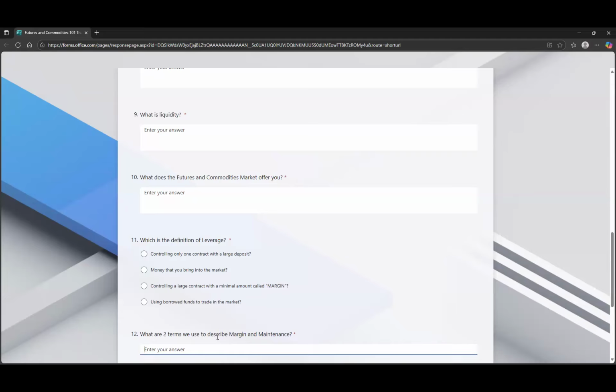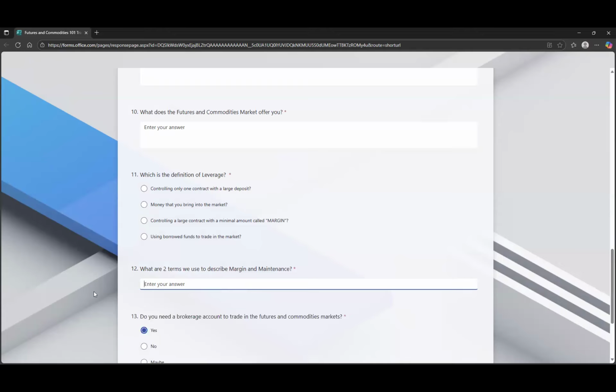Okay, folks, basically it allows us to participate with the big boys in a market. That's the most important part: the futures and commodities market offers us the opportunity to participate in those markets where otherwise we wouldn't be able to, which leads us to the next question.